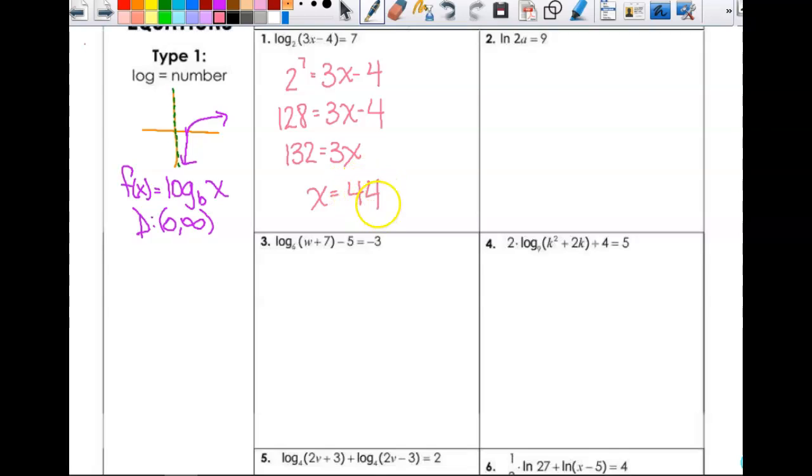44. Good. Now, before I box it and move on, I've got to see if that answer works. Now, clearly 44 is in the domain, but that's not what I'm trying to figure out. If I take 44 and substitute it back in, I don't care what the actual value is, but if I take 44 and multiply it by 3 and subtract 4, is it going to be a positive number? Yeah, and that's all I care about. Since it's positive, it works, and I'm good to go. Okay.